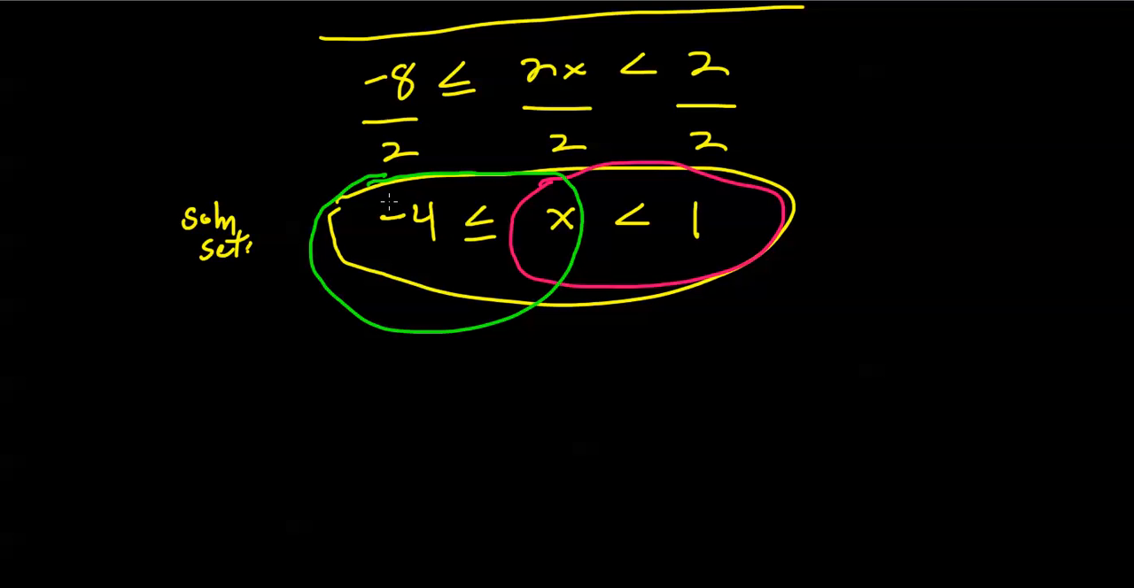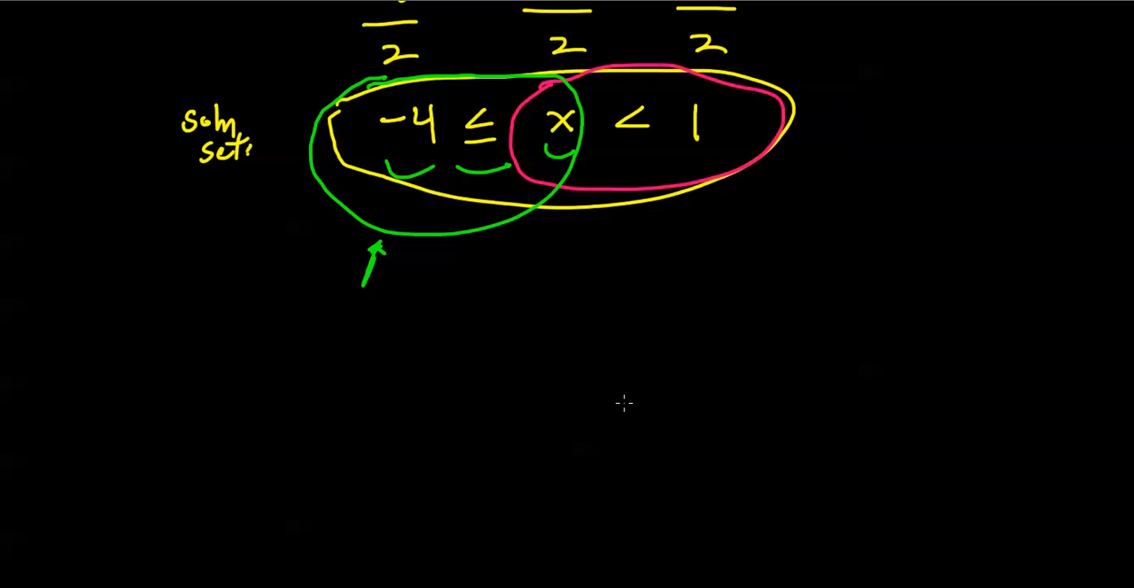Now, be sure you can read this green circle clearly. If I read it left to right, it's minus 4 is less than or equal to x, but if I read it right to left, it's really x greater than or equal to minus 4. So here you're going to have to get used to reading some of these inequality statements right to left. Let me rewrite that, and I'm going to seek to graph this solution set. I want all real numbers such that x is less than 1 and x greater than minus 4.